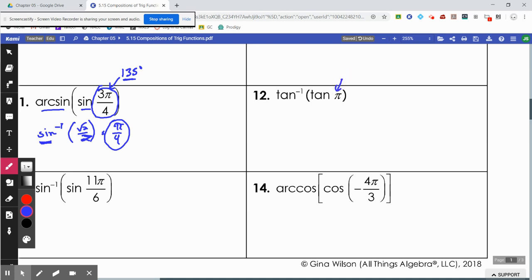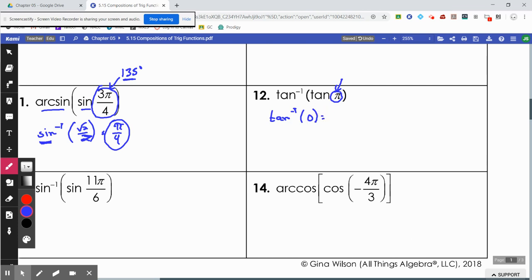The inverse tangent of the tangent of pi. Again, inverse tangent, domain and range is restricted to values between -90 and +90, or negative pi over 2 and positive pi over 2. This is outside of that. So therefore, let's work this out. The inverse tangent of the tangent of pi. The tangent of 180, that's going to be 0.